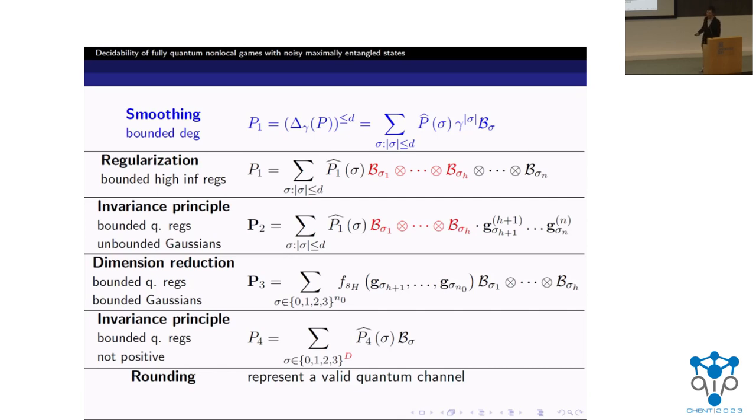the first step is smoothing. We apply a noise operator and truncate it to a dimension d polynomial. Then we choose a bounded set of registers with high influence. Here the registers in red are with high influence, and the others are with low influence.